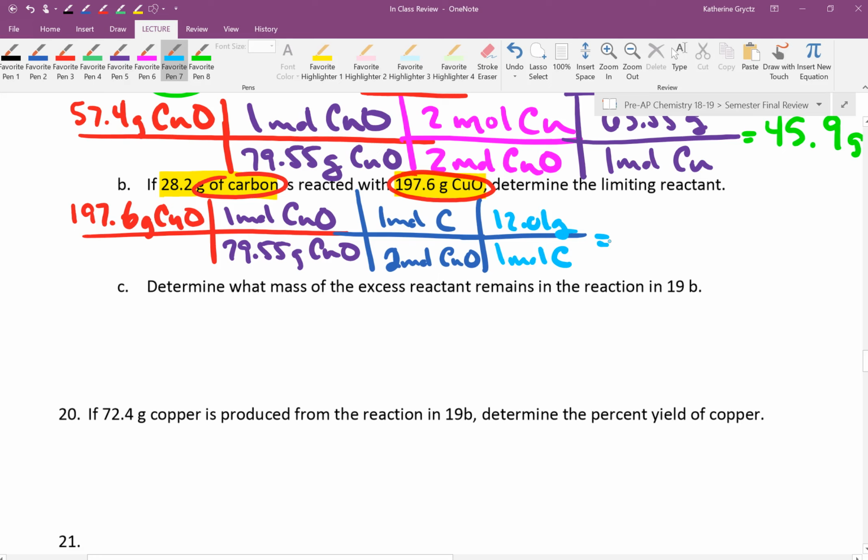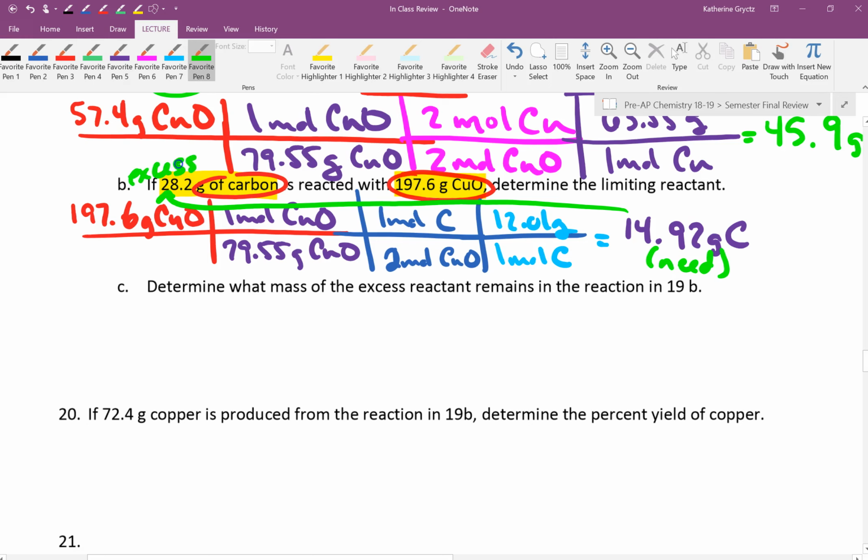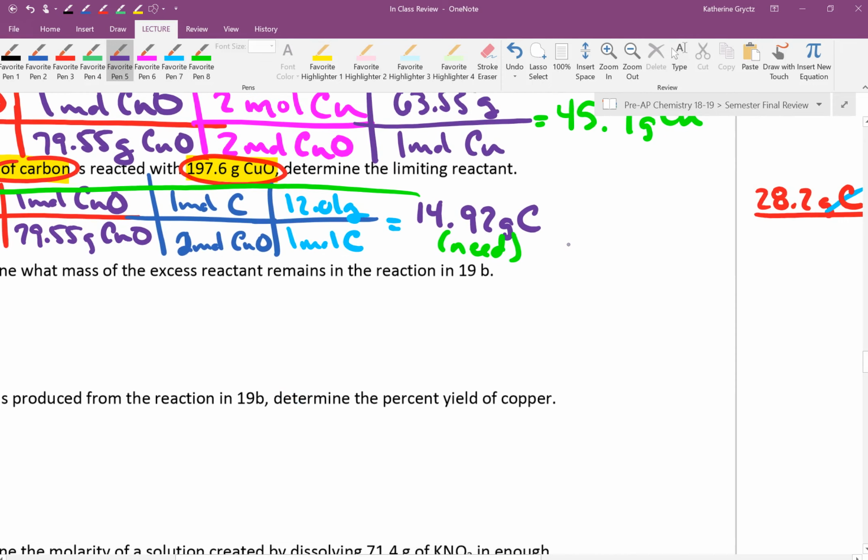So if I go ahead and do that, I would get 14.92 grams of carbon, and that would be how much carbon I would need if I was going to use all 197 grams of copper 2 oxide. So now is when I would compare it to that other number. Look over here, say, okay, if I need 14.92 and I was given 28.2, do I have enough? Yes, I do. That would be excess. And so still my limiting would be the CuO.